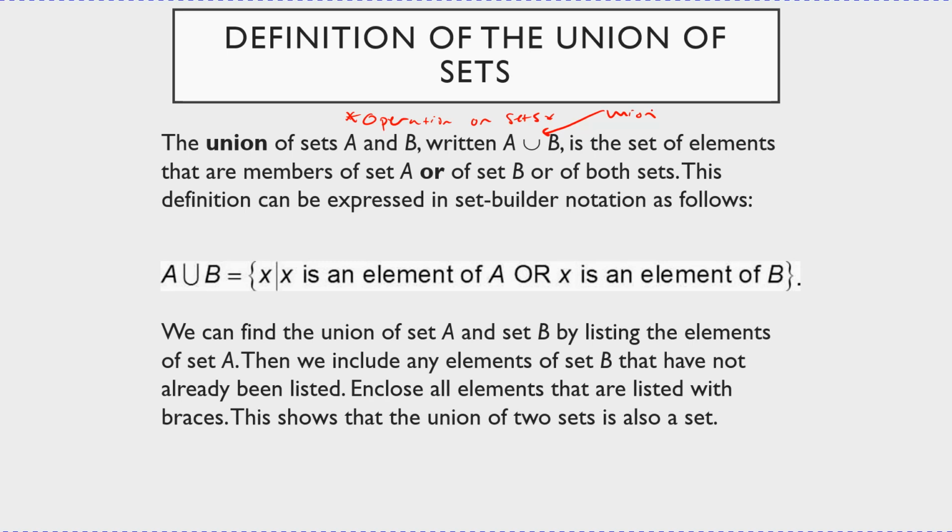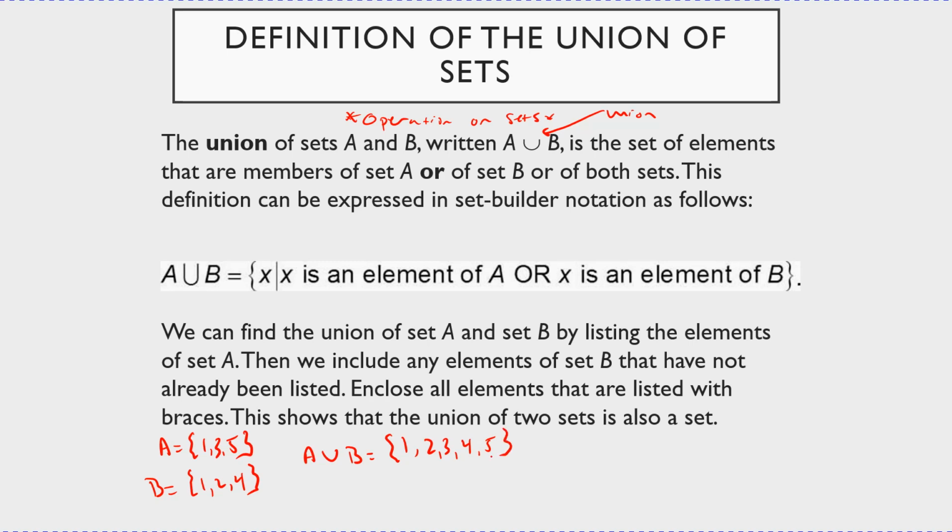So you can find the union of sets A and B by listing the elements of set A, and then we include any elements of set B that are not already listed. Then enclose all elements that are listed with braces and show that as the union of the two sets. So for example, if set A is the numbers 1, 3, and 5, and set B is the numbers 1, 2, and 4, A union B, well, they both have a 1, so you'd only list it once. And then you'd go 2, 3, 4, and 5.